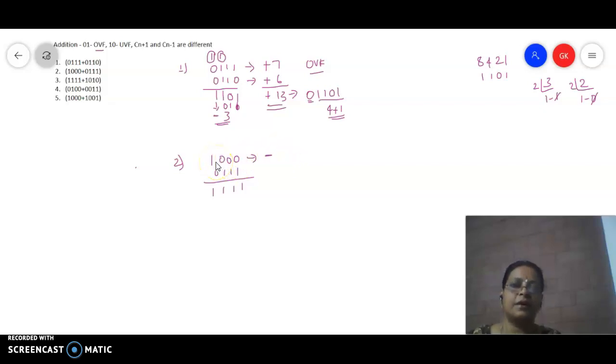So 1,000, 1 means negative number, so you have to take 2's complement of this number. So 2's complement of 1,000 is again 1,000. This is going to be minus 8. So this number is nothing but minus 8. Okay. So 1,000 is represented as minus 8, and the 0,111, 0 means positive 7. So the answer expected is minus 8 plus 7, it should be minus 1.